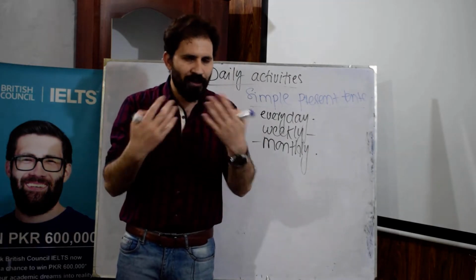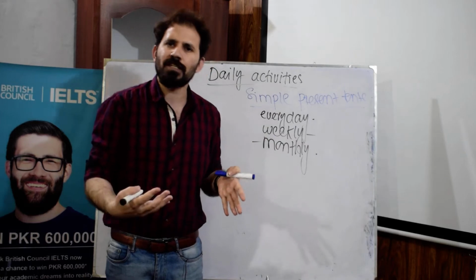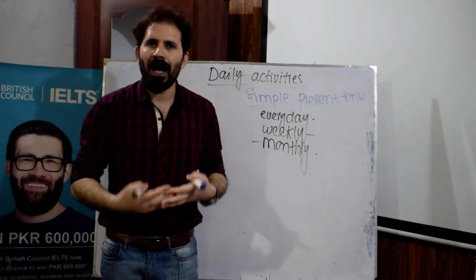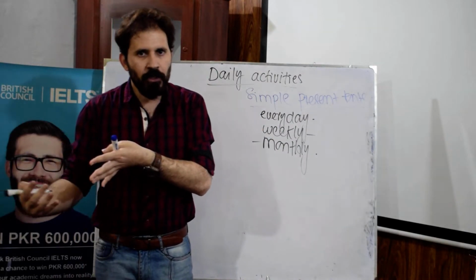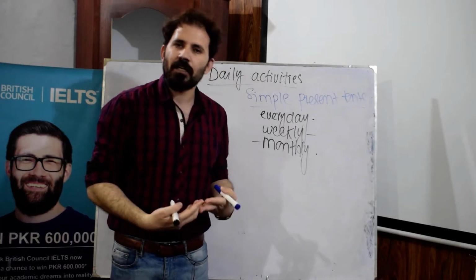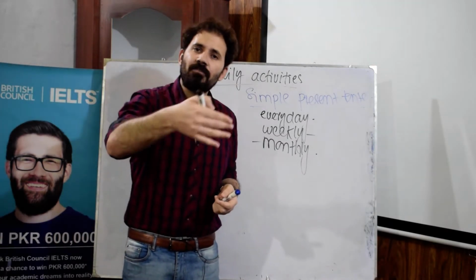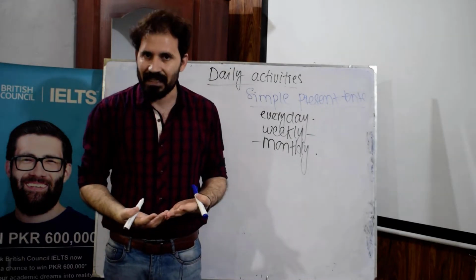Now let's take more examples. You pay your utility bills, your electricity bill, etc. You pay on a monthly basis. So how do you say, I pay my electricity bill every month? You pay your rent. How do you say, I pay my rent every month? So those activities repeat themselves on a monthly basis. So we use again what? Simple present tense in that case.